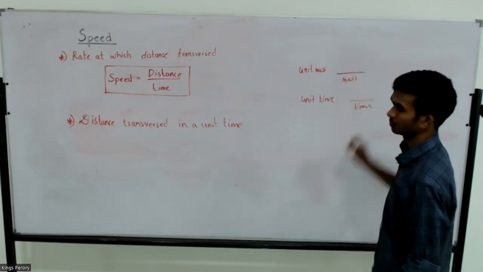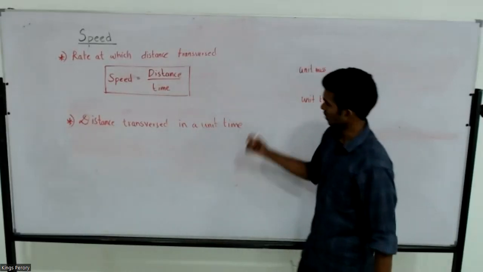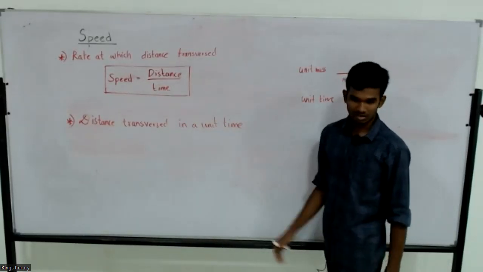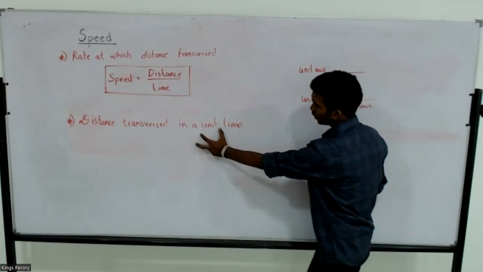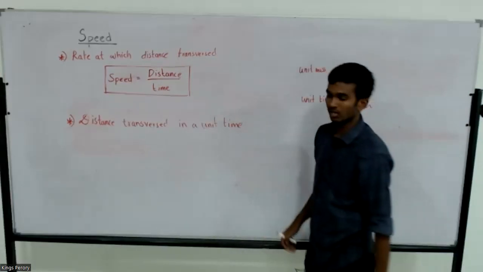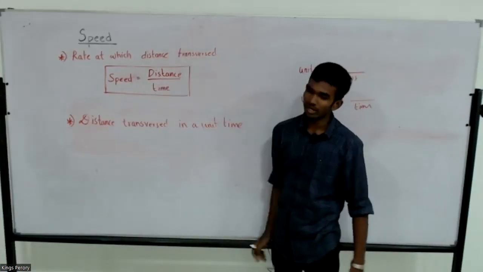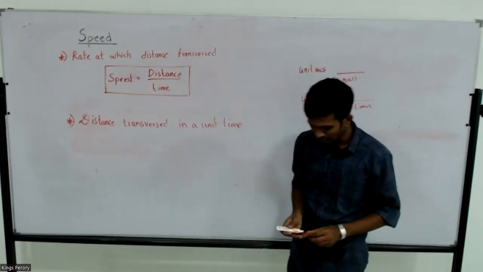Something will come up. It is the distance here. So whatever is coming up will be defined separately. However, when you hear the word unit something, that something will come as the denominator. So this definition is also correct. Both are standard methods of defining speed.